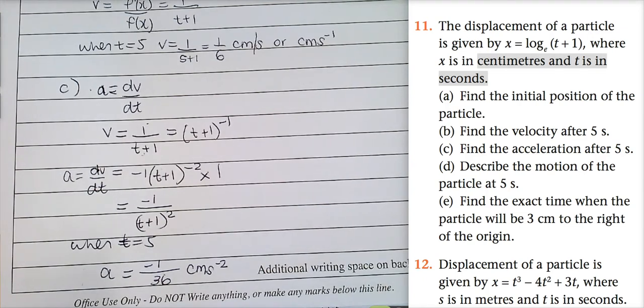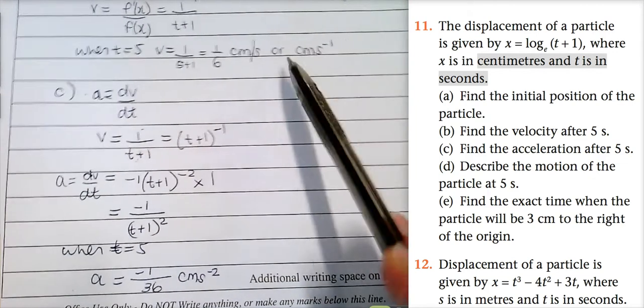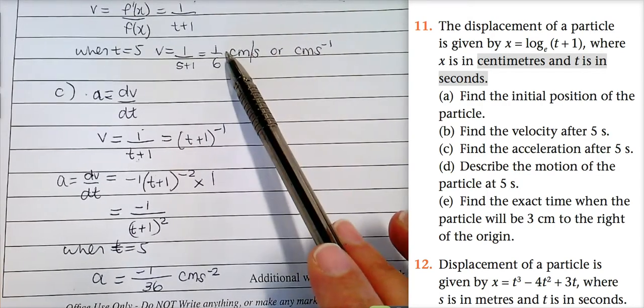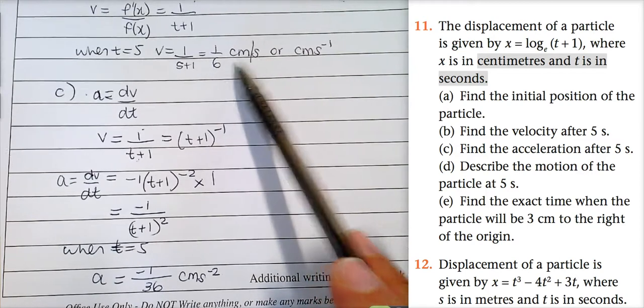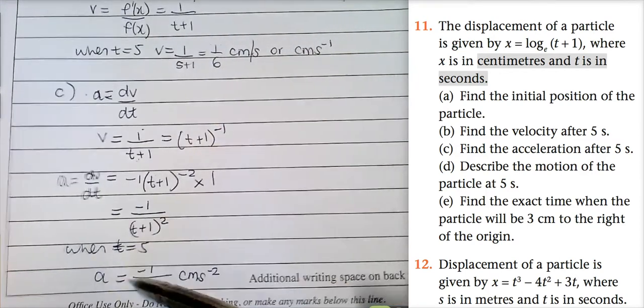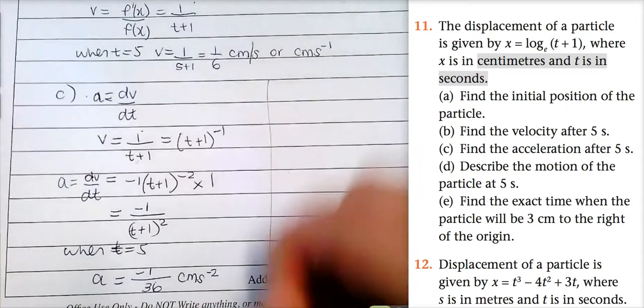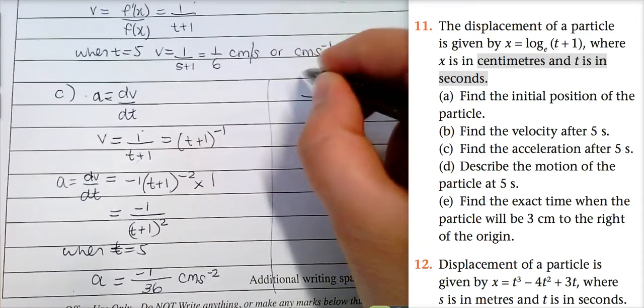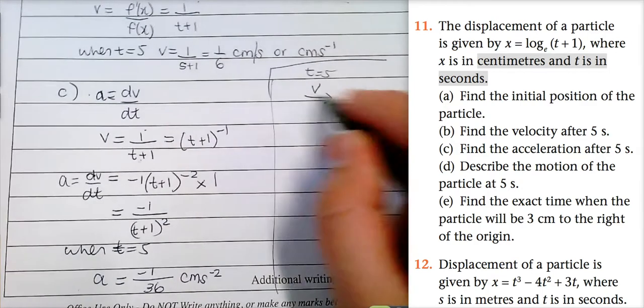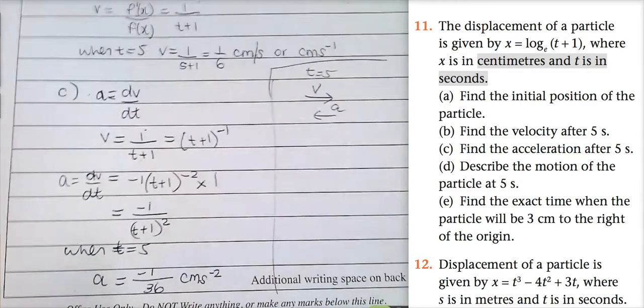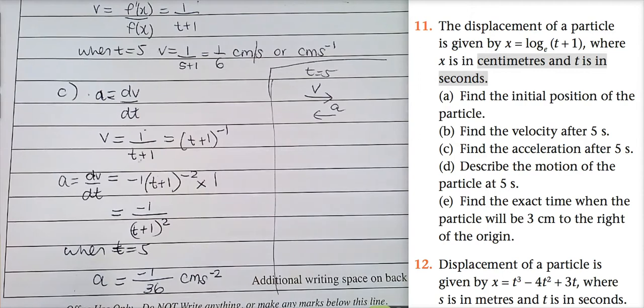The acceleration's acting to the left and velocity's acting to the right. Very good. Notice at 5 seconds, velocity's acting to the right, 1/6 centimetres per second, it's positive. Acceleration's acting to the left. So if we just look at what's happening at t equals 5 seconds, velocity to the right, acceleration to the left. So the particle's travelling to the right and speeding up or slowing down.